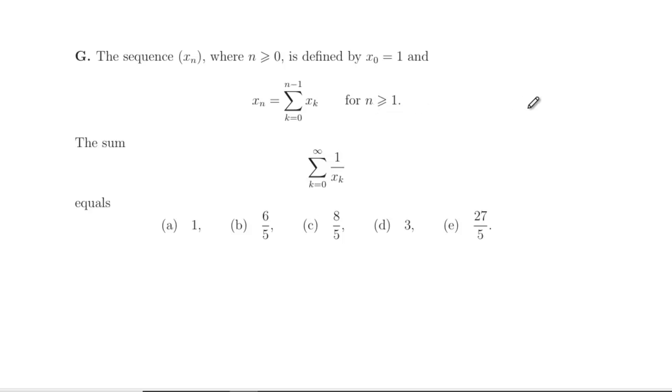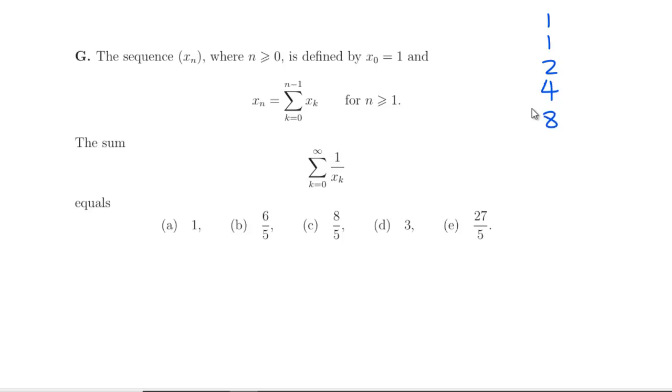G, the sequence xn, n greater than or equal to 0, is defined by x0 is 1 and then this thing. Let's look at the sequence then. So we're going 1, x1 is going to be the sum from k to 0 of xk, so it's just going to be 1. And then for the next one, we'll be adding up the previous 2. Okay, so we've got a Fibonacci. No, we haven't got a Fibonacci because we're adding up all the previous ones.